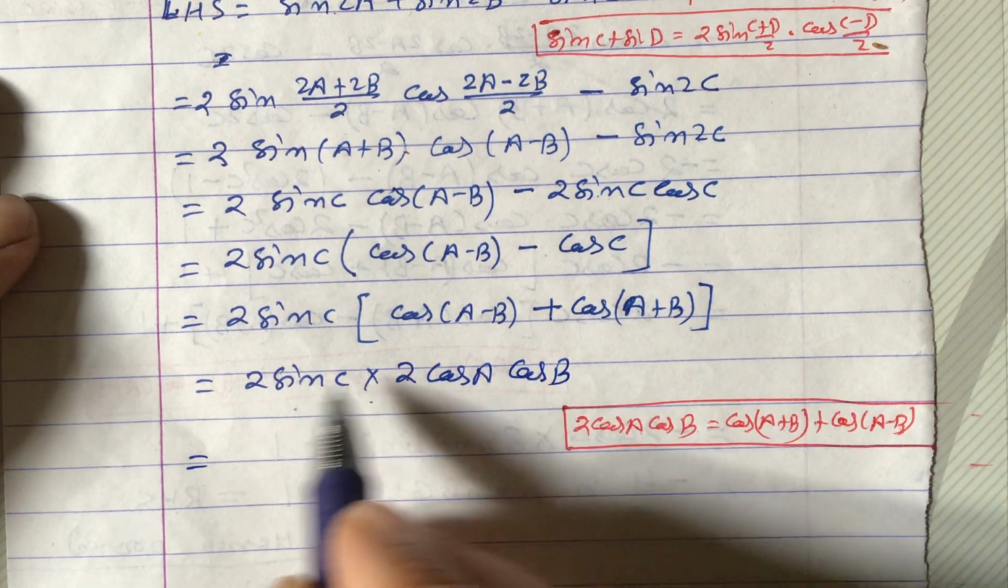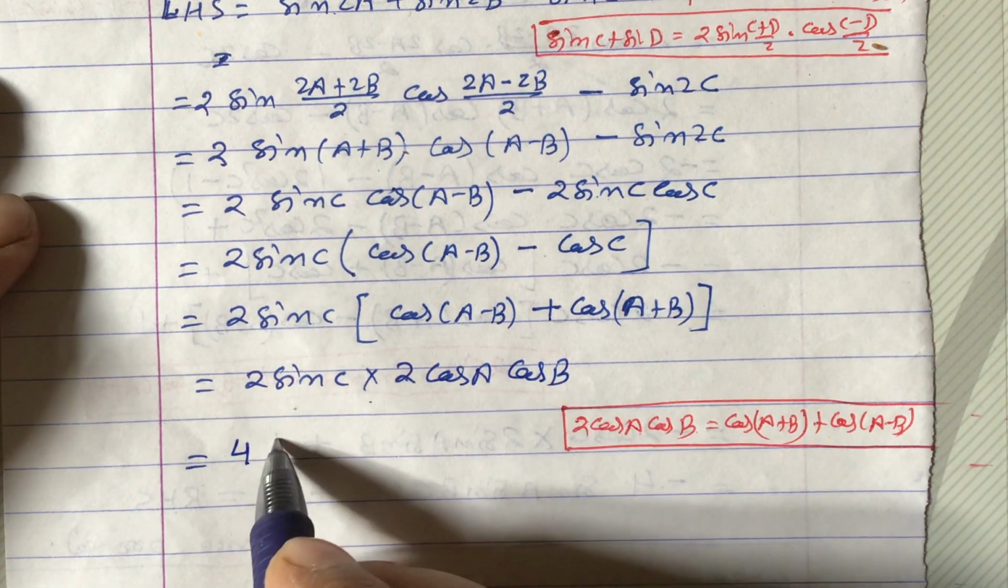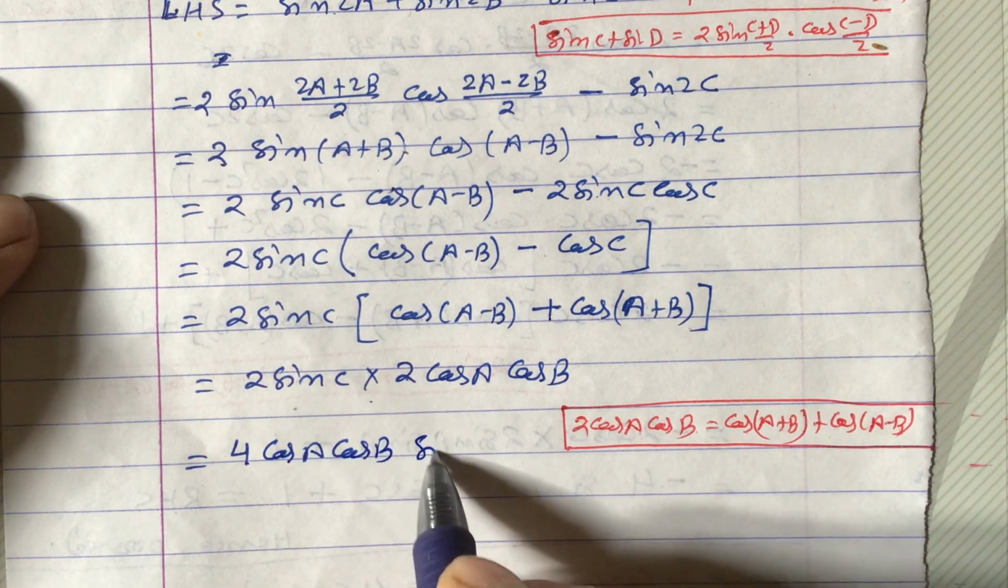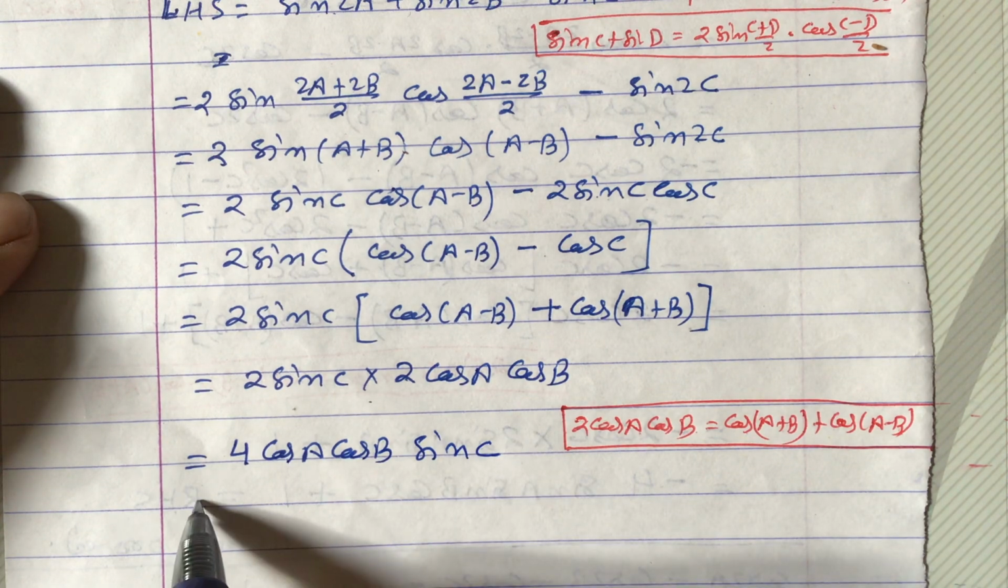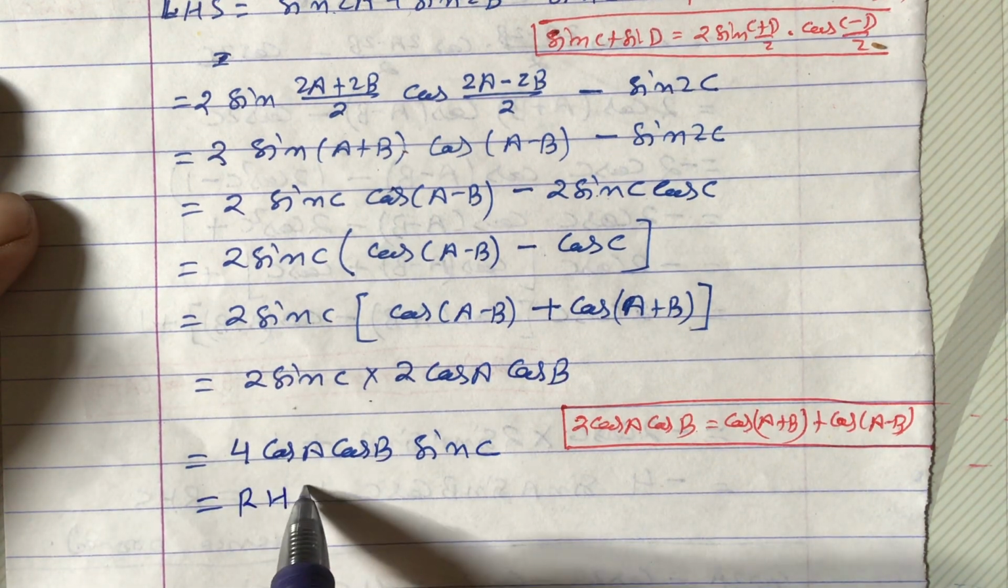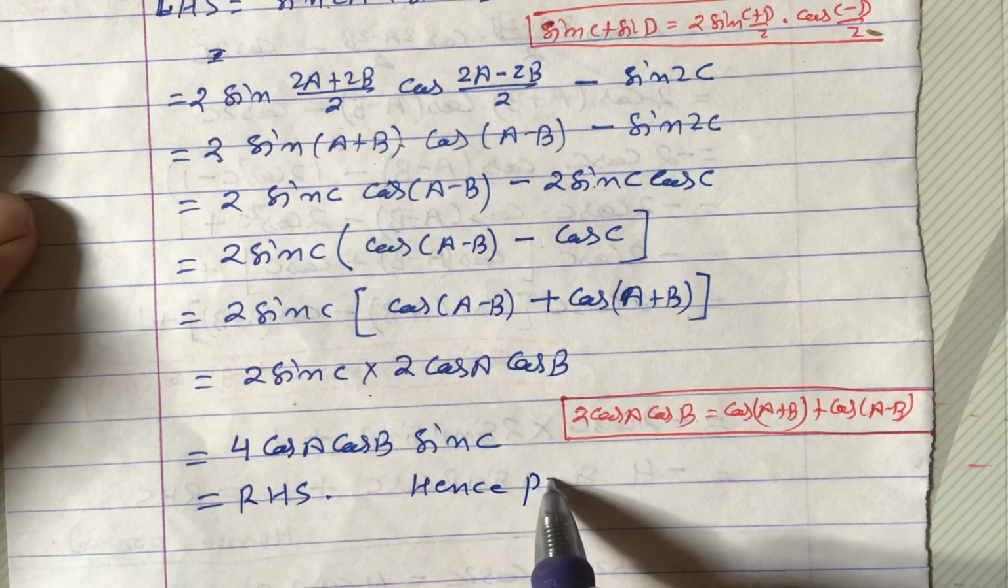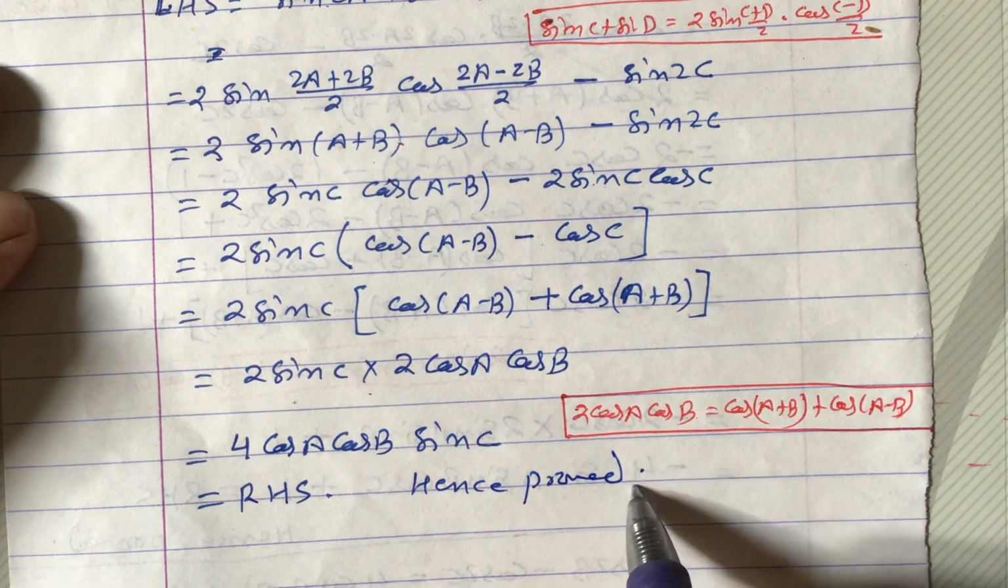So this is equals to 2 times 2, which is 4, and then cos a cos b we can write. And then the sine c as it is. Okay? This is equals to RHS. Okay, hence proved. In this way we can prove.